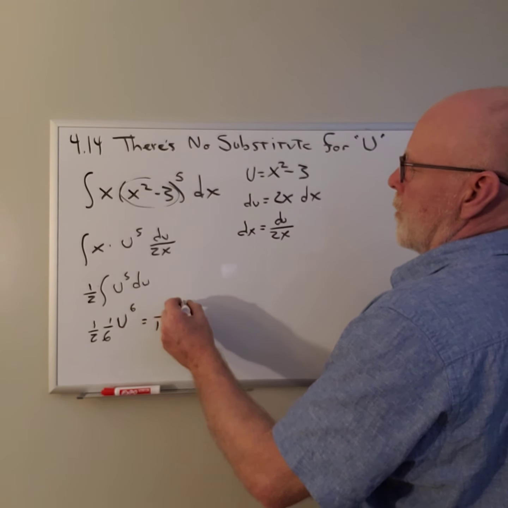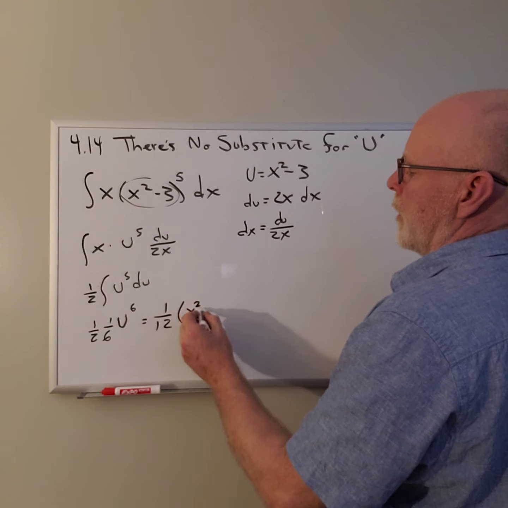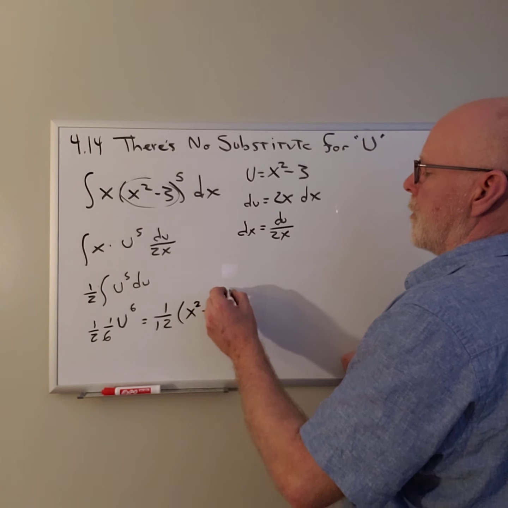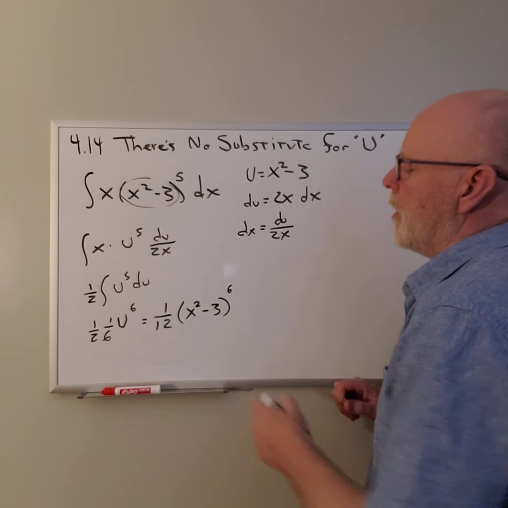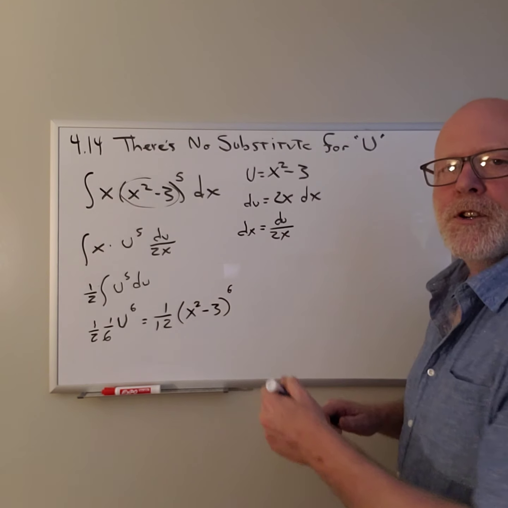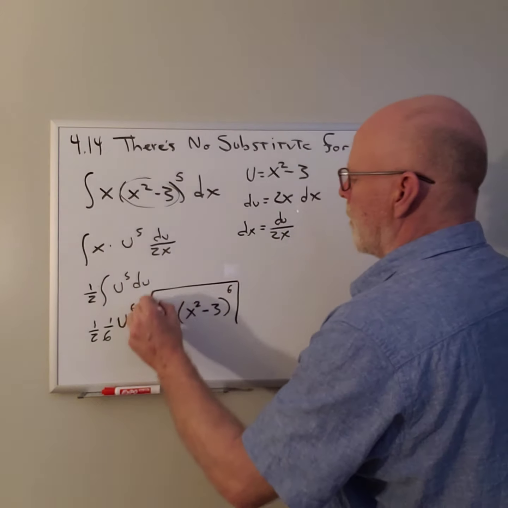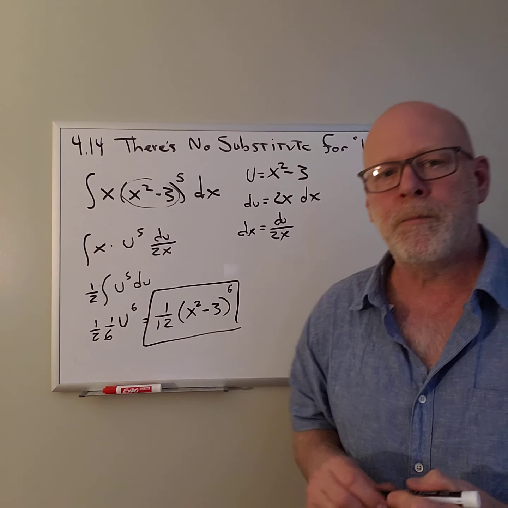U to the 6th power, but we know that u represents x squared minus 3. So 1/12 times x squared minus 3 to the 6th power. If you want to write that as x squared minus 3 to the 6th over 12, that's fine too. Any way you want to go.